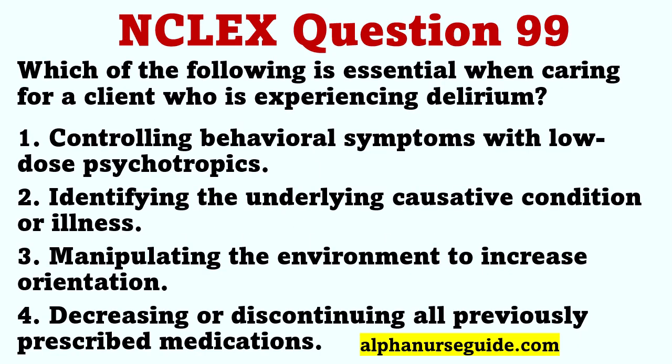Which of the following is essential when caring for a client who is experiencing delirium? 1. Controlling behavioral symptoms with low-dose psychotropics. 2. Identifying the underlying cause of condition or illness. 3. Manipulating the environment to increase orientation. 4. Decreasing or discontinuing all previously prescribed medications. The correct answer is 2.